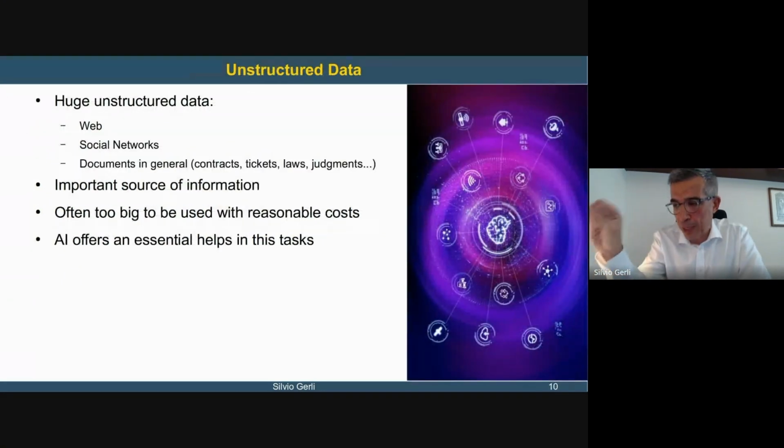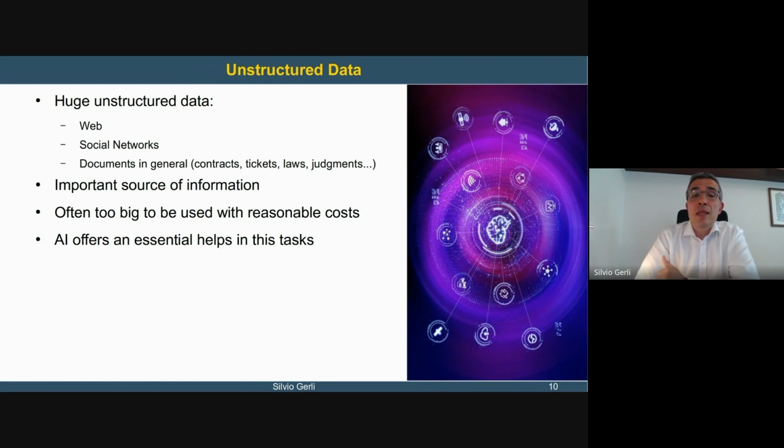Then let's speak about unstructured data. Unstructured data are very important. Why? Because we have a huge amount of unstructured data available now from the web, a lot of text, billions of possible texts about any subject. The social networks, a lot of communication between users about everything.